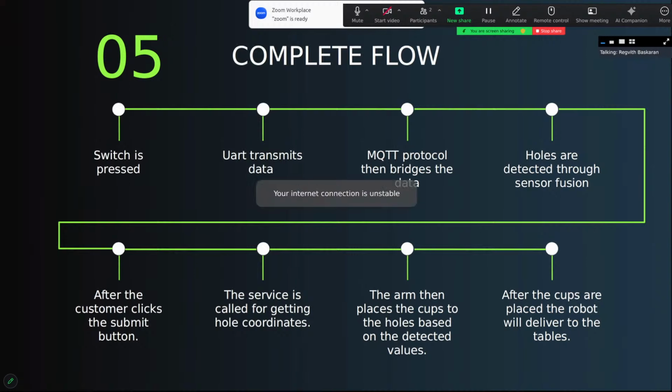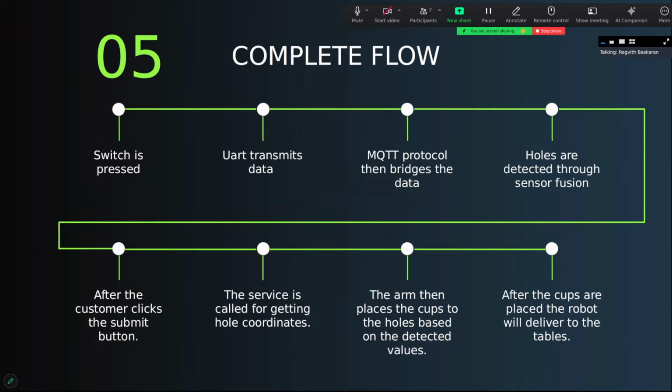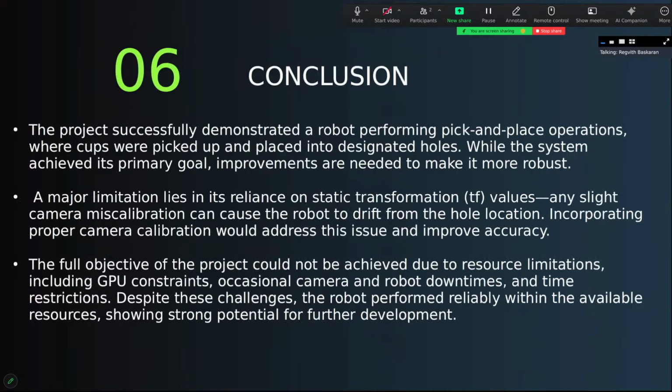After the cups are placed, the robot will deliver to the tables. So in conclusion, the project successfully demonstrated a robot performing pick and place operations where cups were picked up and placed into designated holes. While the system achieved its primary goals, improvements are necessary for it to become more robust.